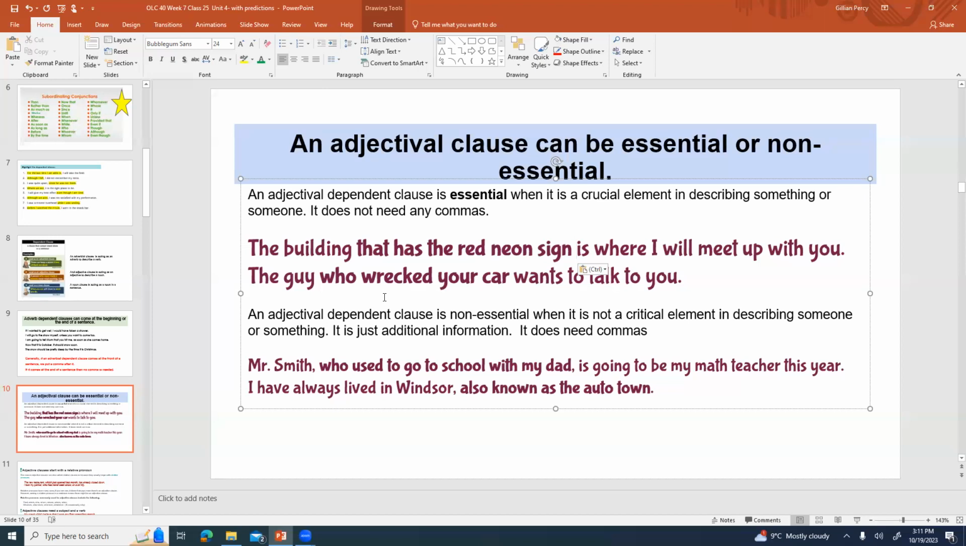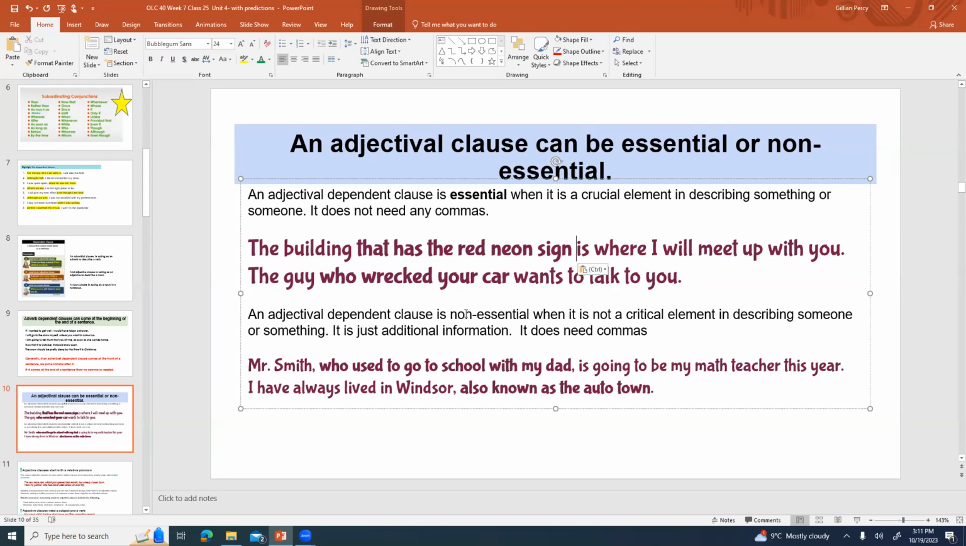The guy who wrecked your car wants to talk to you. If I just said the guy wants to talk to you, what guy? What do you mean? It's got to be the guy who wrecked your car. And because it's essential, it's a crucial element in identifying that person. There are no commas needed. An adjectival dependent clause is non-essential when the information it gives is not a critical element in describing someone or something.